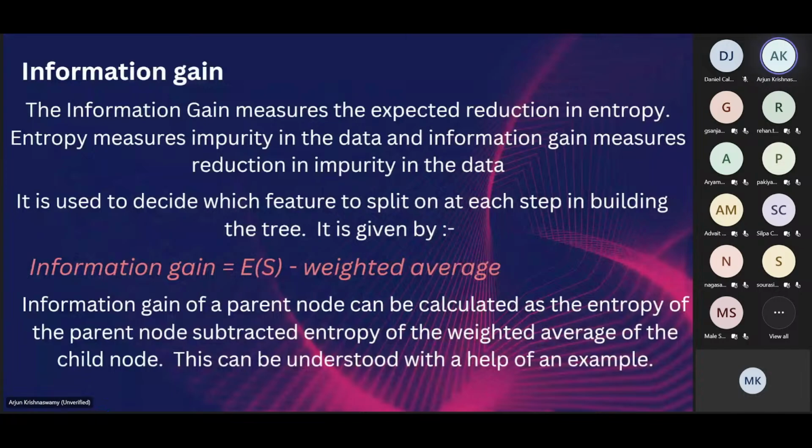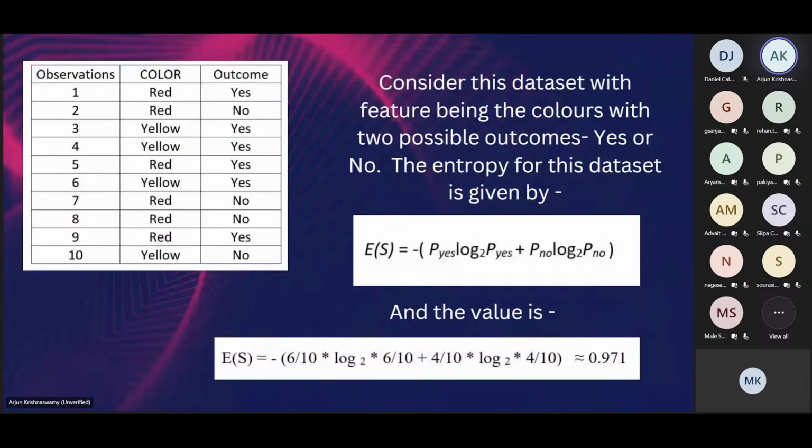It will be more clear if I give you an example to explain. It's a very simple example, a very simple data set. It just consists of one feature, that is color, and one outcome, that is yes or no. It can be whatever it is, but it's just the outcome, yes or no.